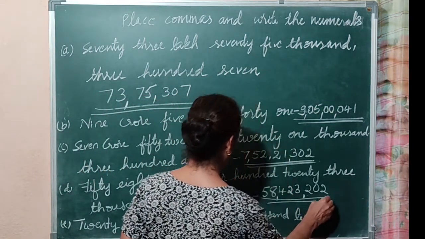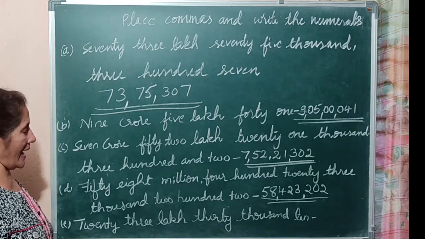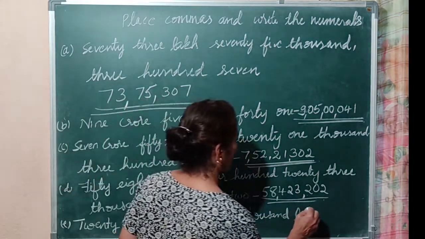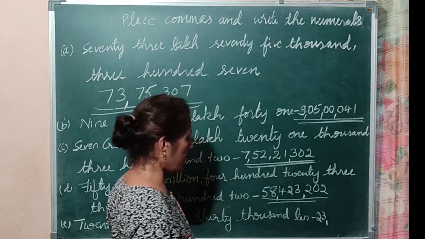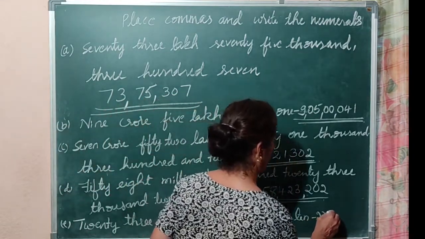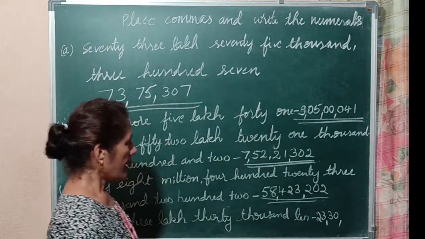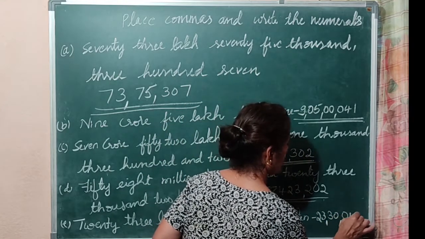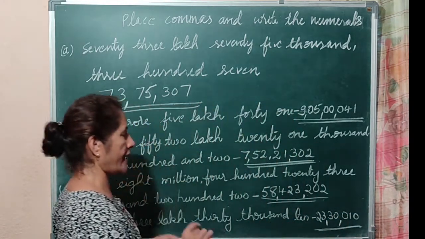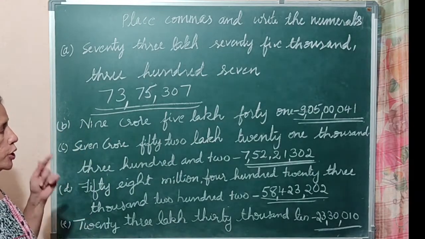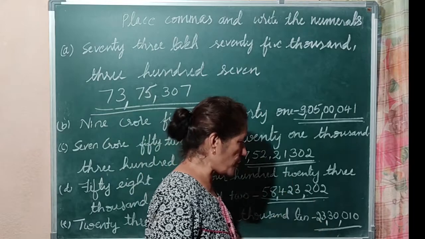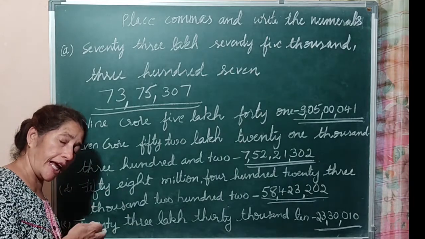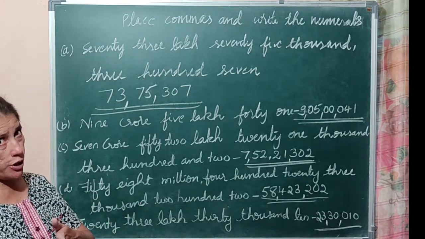58 million 423,202. Now after this, 23 lakh 30,010. 23 lakh over 30,000. After lakh 30,000. Right? And 10. There is no hundreds. 0, 1, 0. After writing, read again whether you have written correctly or not. 23 lakh 30,000 and 10. Correct. Everyone understood clearly? If they give in words, you know to write down in numerals.